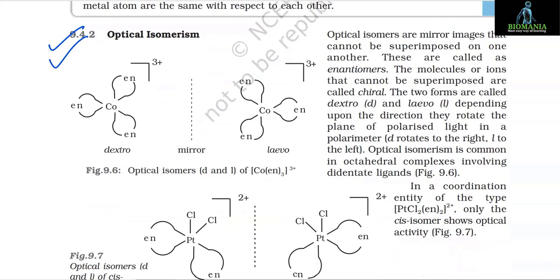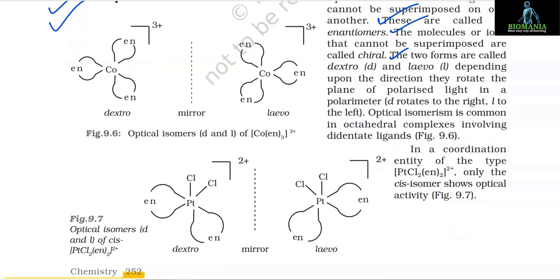9.4.2 Optical isomerism. Optical isomers are mirror images that cannot be superimposed on one another. These are called enantiomers. The molecules or ions that cannot be superimposed are called chiral. The two forms are called dextro (D) and levo (L), depending upon the direction they rotate the plane of polarized light in a polarimeter. D rotates to the right, L rotates to the left.